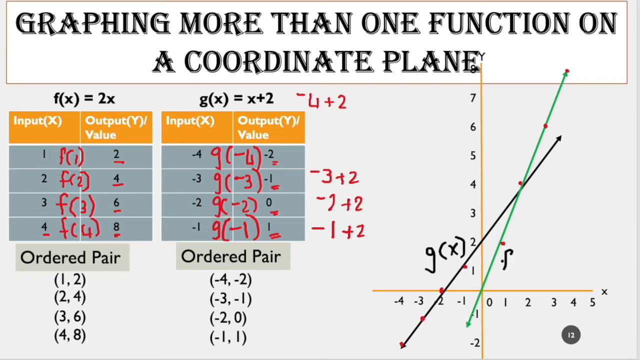And this is the graph of f of x, which is defined by the rule f of x equals 2x. So if you write just f of x, we know which rule we are talking about. And if I write just g of x, we know which rule we are talking about. This is g of x equals x plus 2.